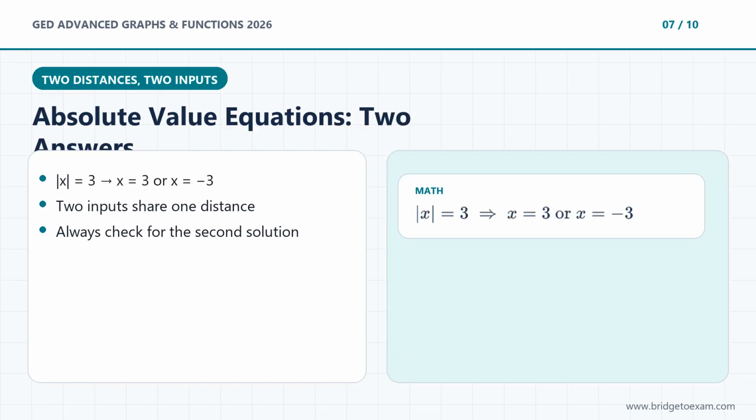Because two different inputs can share the same distance, an absolute value equation often has two solutions. If the absolute value of x equals 3, then x could be positive 3 or negative 3. Both are 3 units from 0. So when you solve, remember to look for that second answer. The V shape is a reminder that two inputs can match.